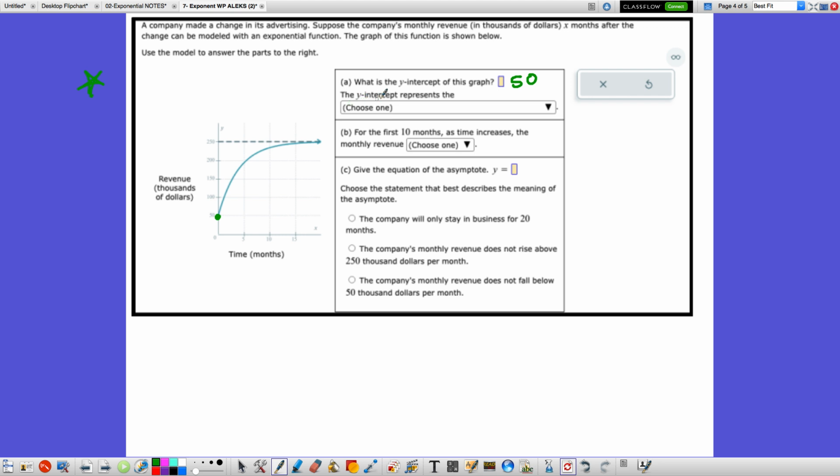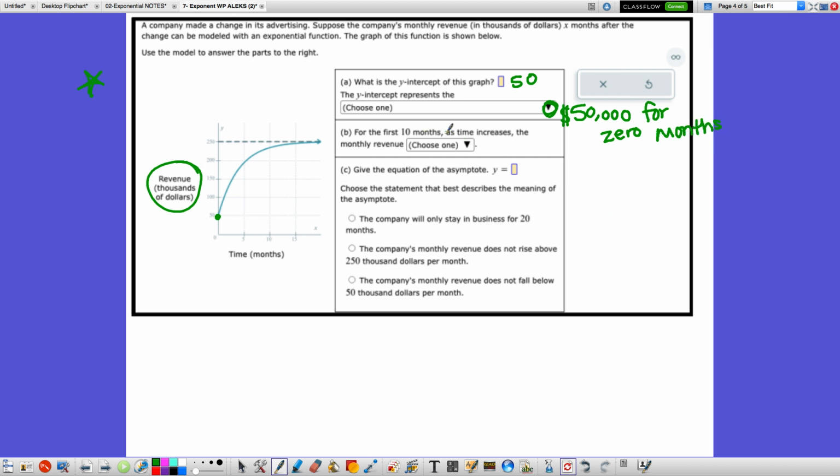All right, the y-intercept represents what? And you would click on this button here, and we would say $50,000 for 0 months. So it should say something like that.